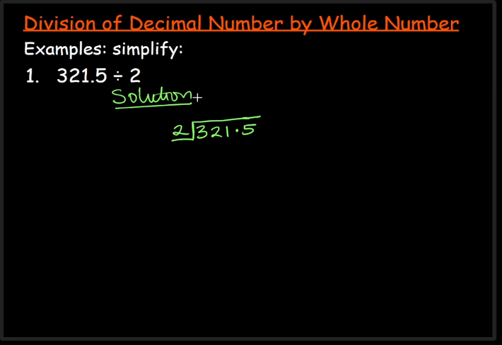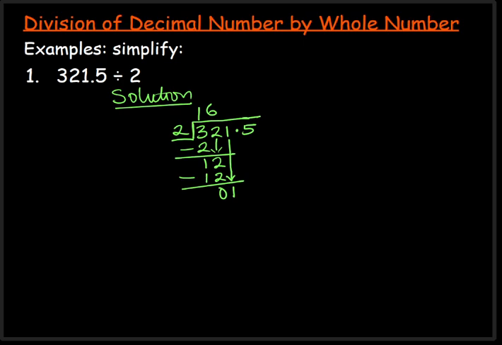So 2 into 3, this will give us 1. 2 times 1, that will give us 2. We subtract. 3 minus 2 is 1. And then we bring down 2. 2 into 12, that will give us 6. 2 times 6 will give us 12. Subtract. What do we have? 0. And then we bring down 1.